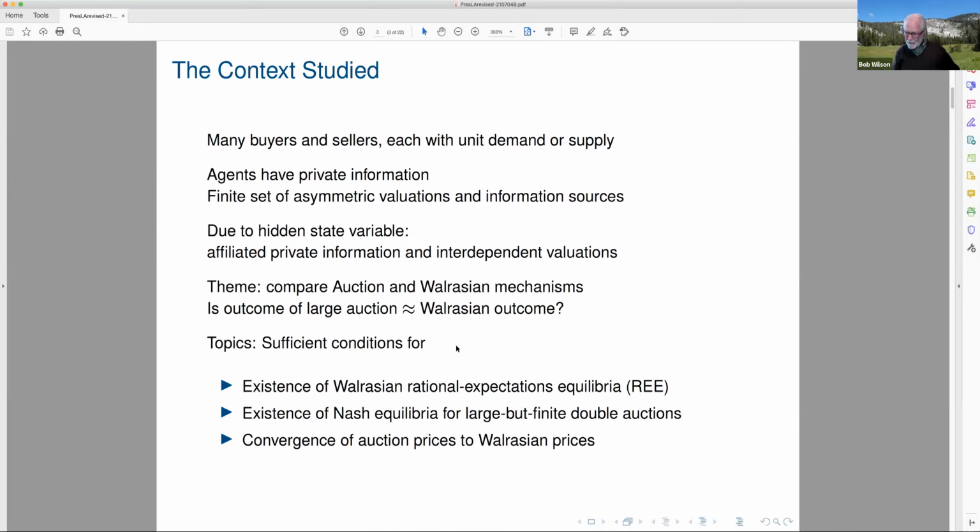And that's expressed in two forms. One is upper semi-continuity, that convergence to the rational expectations equilibrium. And the other one is lower semi-continuity: given that you've got a rational expectations equilibrium, is it approximated by nearby finite auctions?